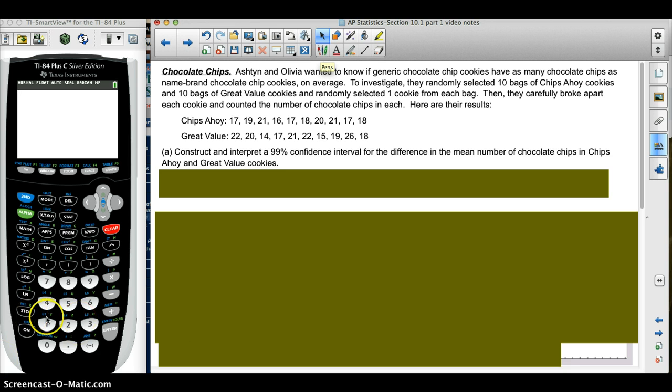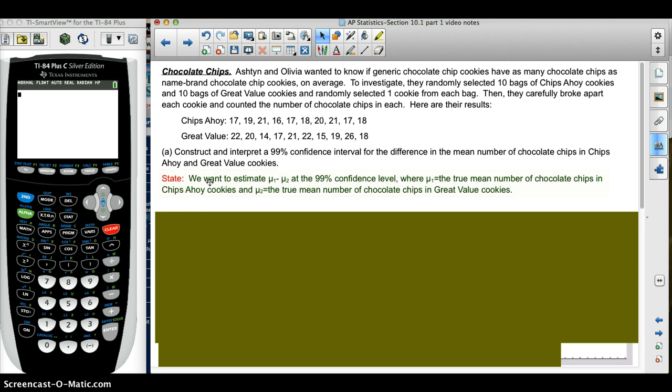So remember, when it says to construct and interpret, that means you need to do the four-step process. Remember, you're not going to be told anymore to do the four-step process. They're going to assume that you know it. So first step, state. We want to estimate the mean difference, mu1 minus mu2, at the 99% confidence level. You have to define what mu1 and mu2 both are, where mu1 is the true mean number of chocolate chips in Chips Ahoy cookies, and mu2 is the true mean number of chocolate chips in Great Value cookies.